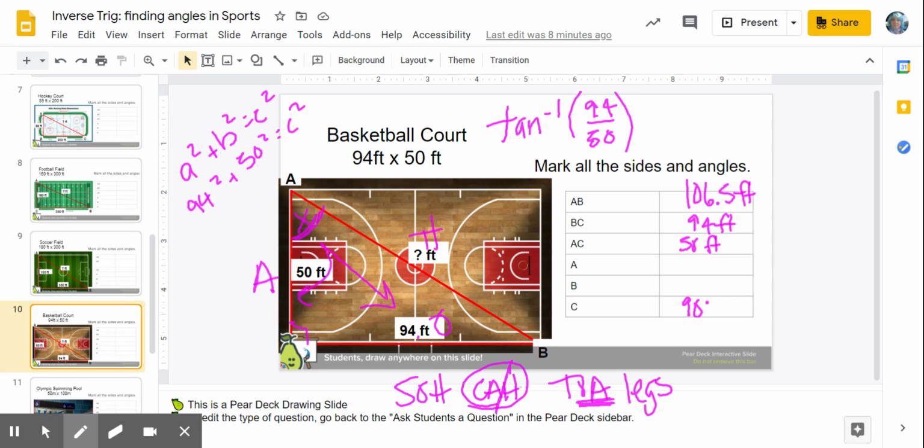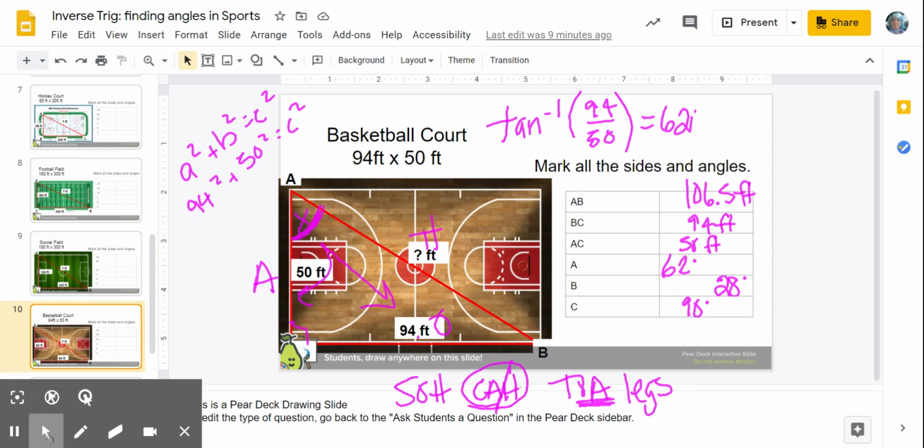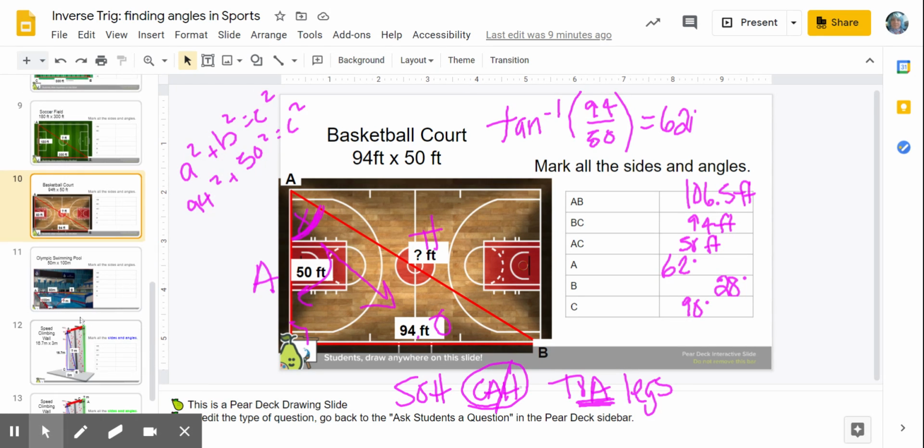Okay. You got it. So inverse tangent of 94 divided by 50. Yeah, 61.99 or 62. And that was angle which? A or B? Which means angle B is? Awesome. We're getting close to done.